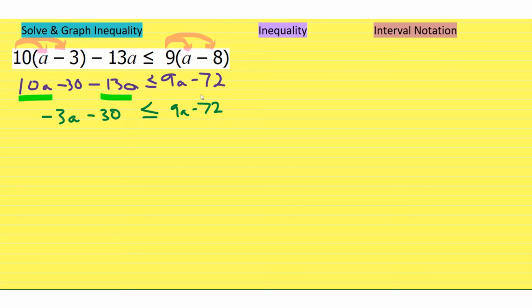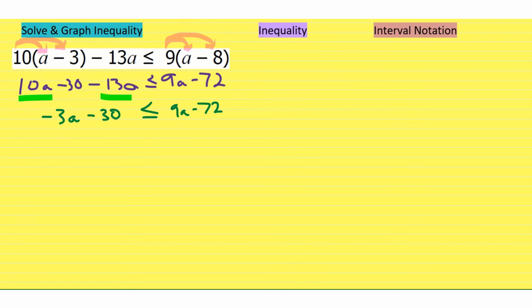Okay, continuing with order of operations, continue to combine like terms, except now I'm going to move them across the inequality sign. So I'll move the 9a to the side with the negative 3a, and I'm going to move the negative 30 to the side with the negative 72. Because this is an a term, this is an a term. But this is a constant and this is a constant. So we're trying to get all those like terms together.